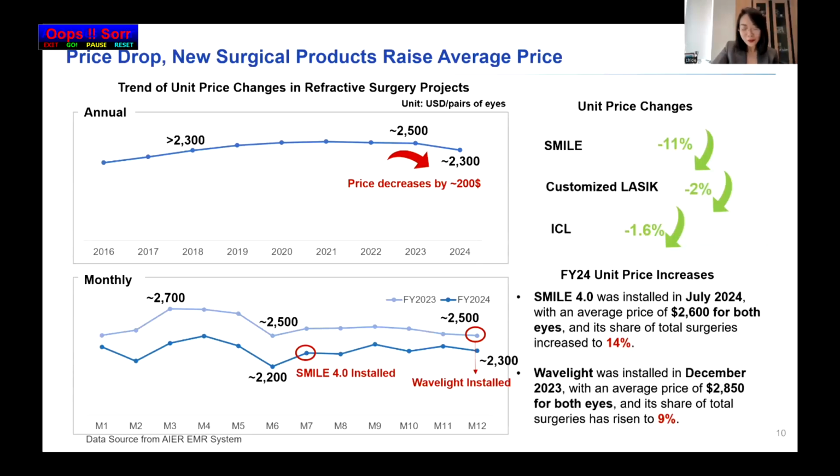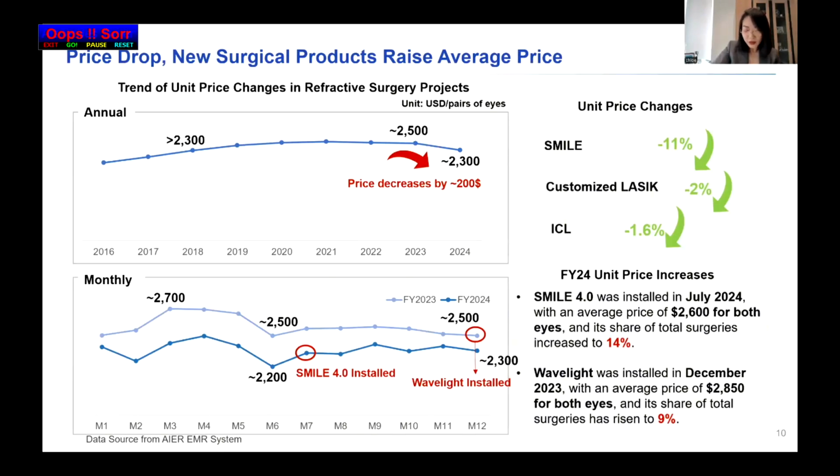Take a look at the bottom left chart. The dark blue line represents the monthly average price trend in 2024, and the other one shows the 2023 trend. So in July 2024, we officially launched the Smile 4.8, and in December 2023, we began installing WaveLight Plus.